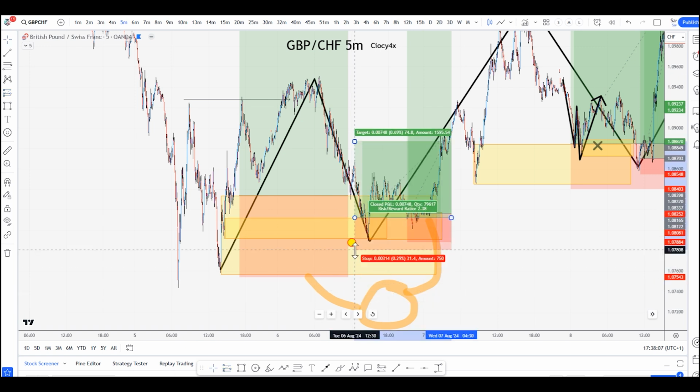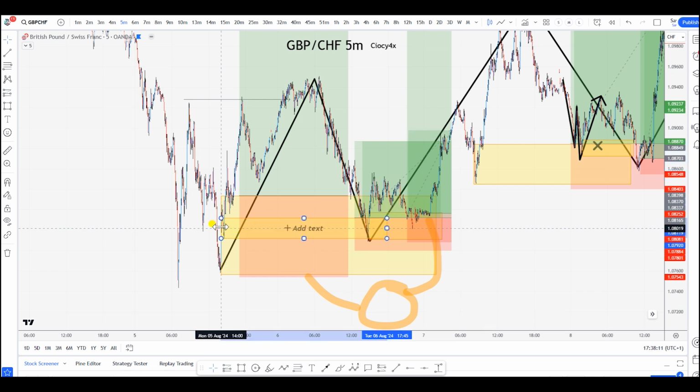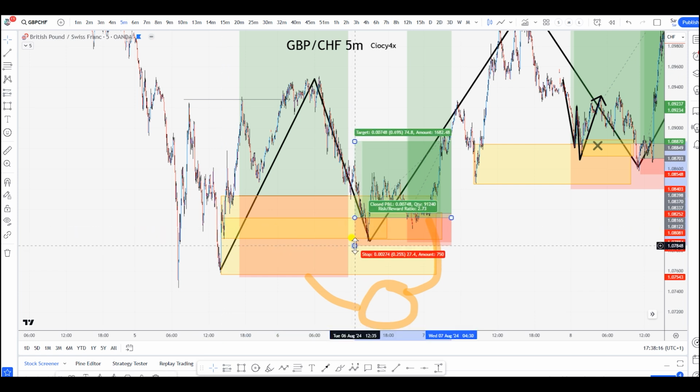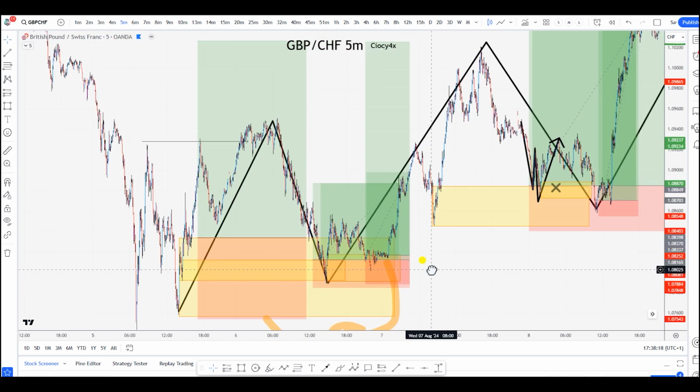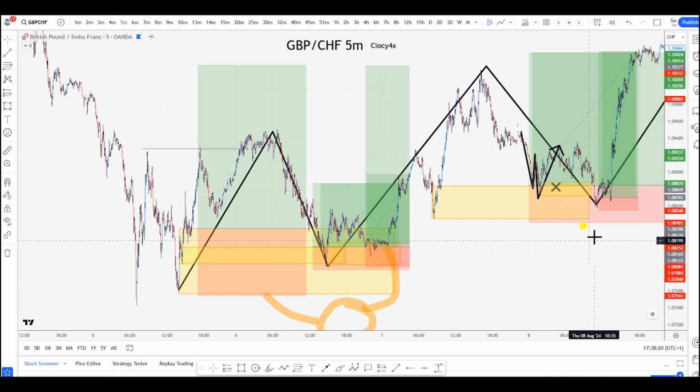So in this case, what I mean is that you might be finding the zone, okay? And then inside of the zone, you might know how to refine it. And according to that, you will just simply leave a pending order with a very, very small stop loss, okay?